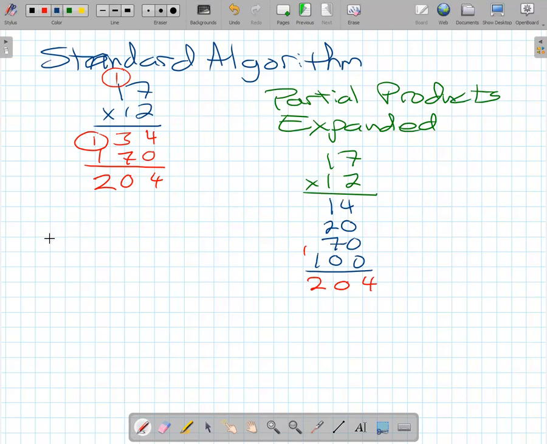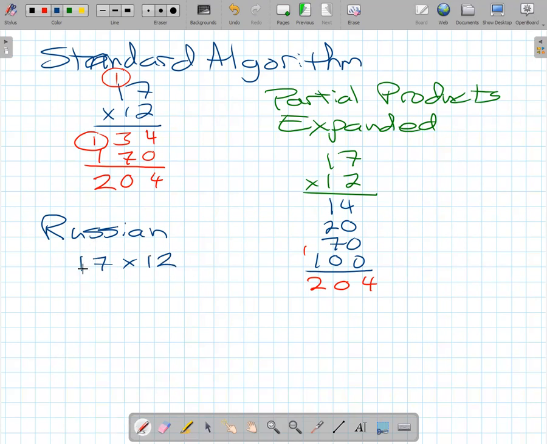All right. Russian, that's a wild one. So the Russian algorithm is where we take one number, cut it in half, and the other number we're going to double. So let's say we'll take 17 and cut that in half, and 12 will be the double.